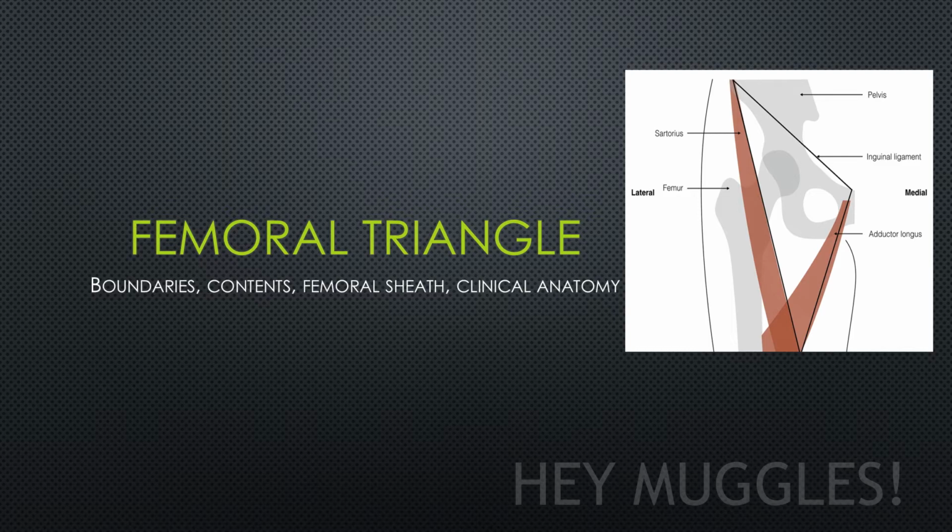Femoral. That means it has something to do with the femur. Femur is the bone of the thigh and femoral triangle is present in thigh. So as you can see on your screen, this is your femoral triangle, right? And this is your femur. This is your femur bone, your thigh bone. This is your pelvis, and femoral triangle is present on your upper one third of the thigh. It is basically a triangular depression, right?